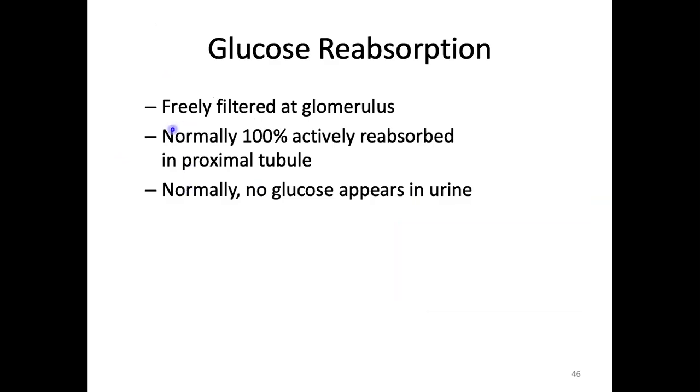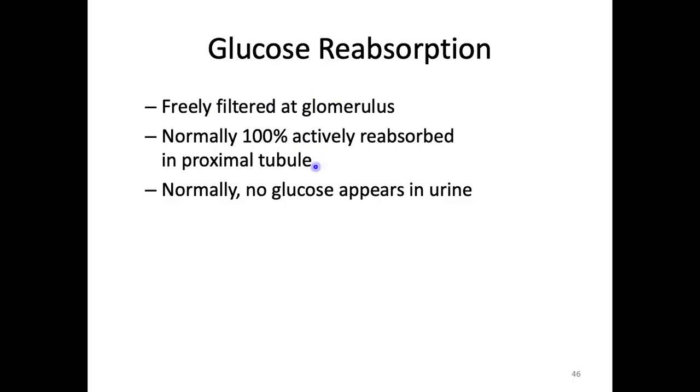Glucose. So you can add glucose to your picture. Let's talk about glucose reabsorption in the proximal convoluted tubule. We already talked about it, but glucose is freely filtered at the glomerulus. This means whatever glucose is in the blood gets filtered through the glomerulus, right? And whatever gets filtered at the glomerulus gets reabsorbed in the proximal convoluted tubule.